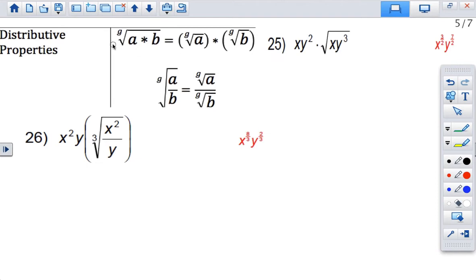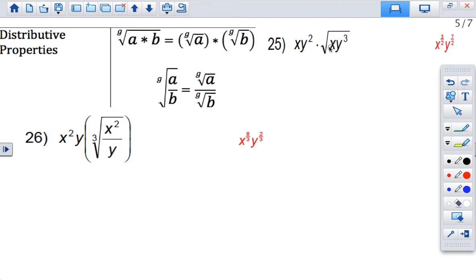The distributive properties of exponents. This can take a couple different forms. If you have a root and you're multiplying under the root, you can separate those, where you see how we just took the g root of a times b and have g root of a times g root of b. You can do the same thing even if you're dividing in the root. You can separate them. So let's look at problem 25.